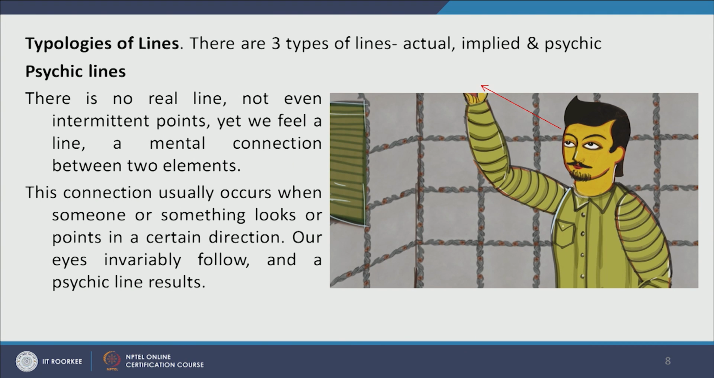The third type of line is psychic lines. So psychic lines are implied lines. Here there is no existence of line, there is no point, but the composition creates a movement of the user's eye, and the user psychologically follows a line which doesn't exist in the picture. In this picture, the person is looking at his hand. Here the red line depicts the implied line of the user's eye movement. So the psychic line is actually the user's eye movement in the composition where there doesn't exist any line.